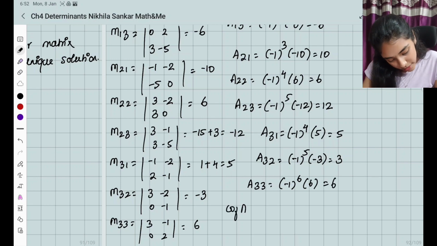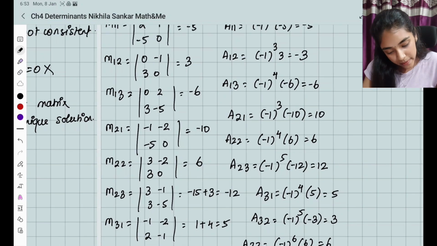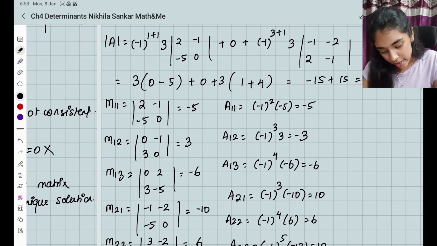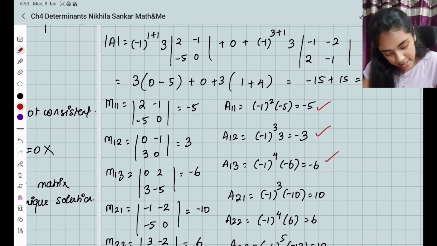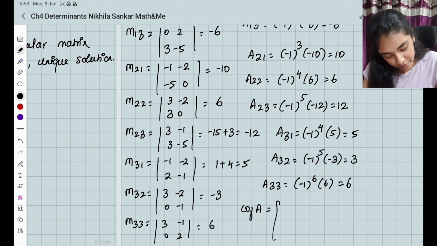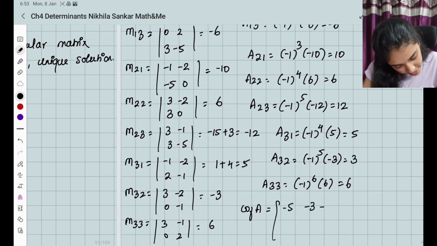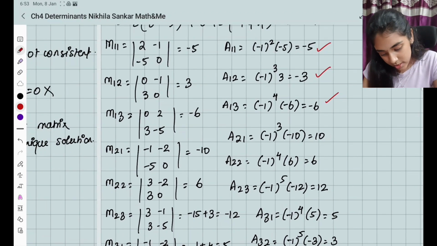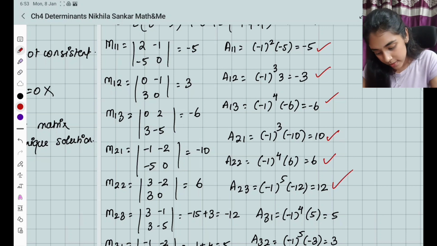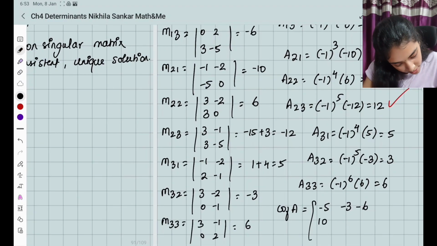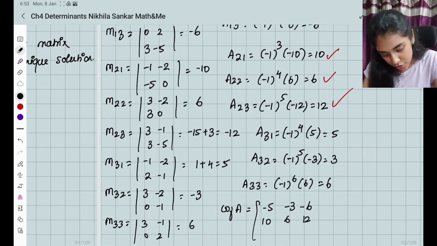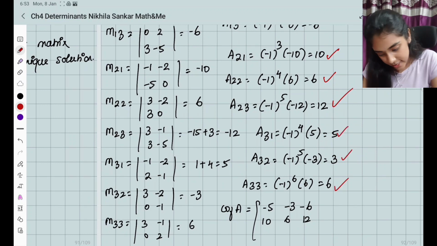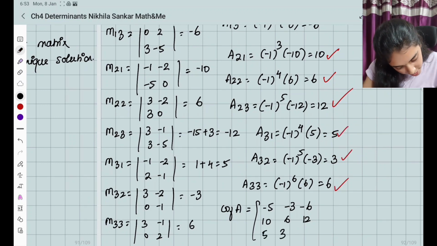So, the cofactor matrix of A is going to be: first row you have minus 5, minus 3, minus 6. Second row you have 10, 6, 12. Last row 5, 3, 6.